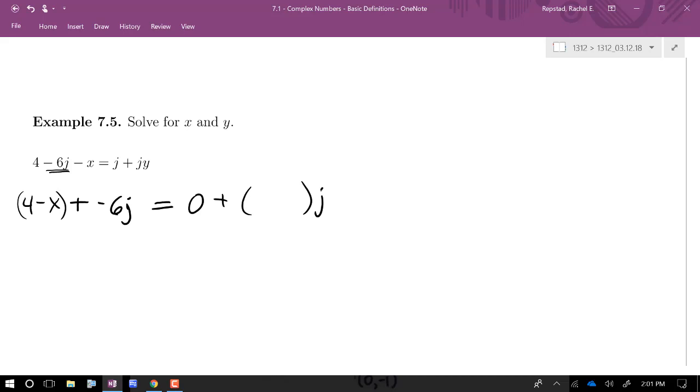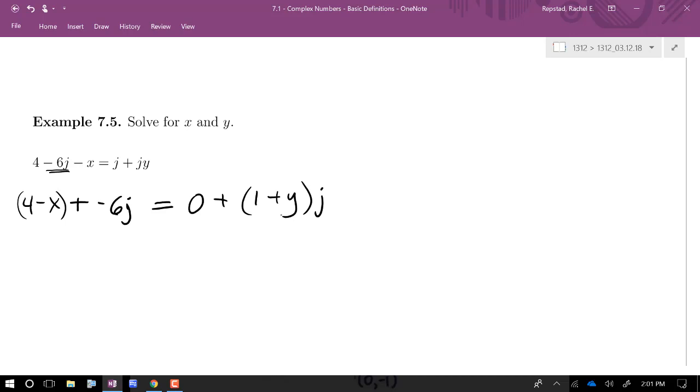Say that again? 1 plus 1? Yeah, 1 plus y. It's sort of like saying, oh, I'll just factor that j out to get the imaginary part. Whatever this is, it's some multiple of j, so I'll just factor the j out. So now we've written each of these explicitly in rectangular form: real part and imaginary part, real part and imaginary part. So now we can use that fact above.